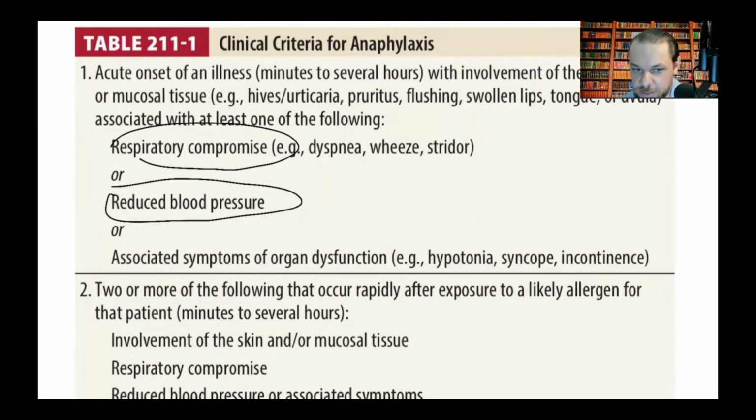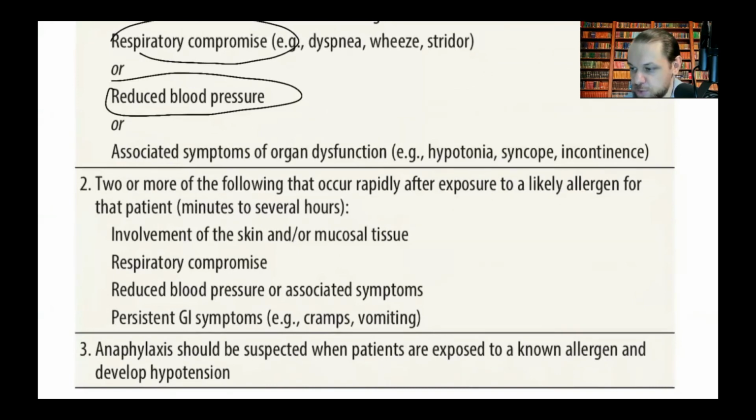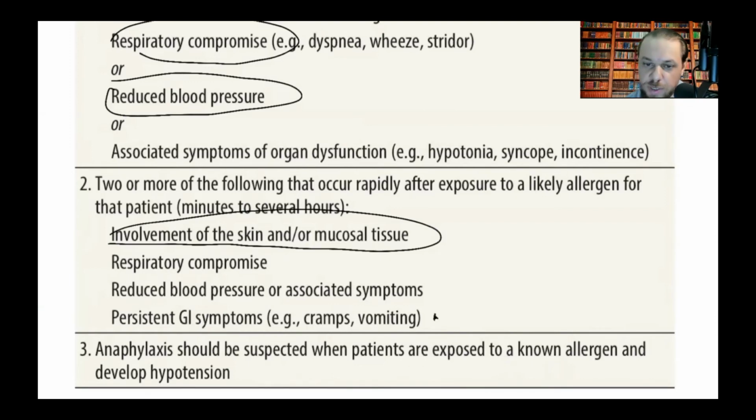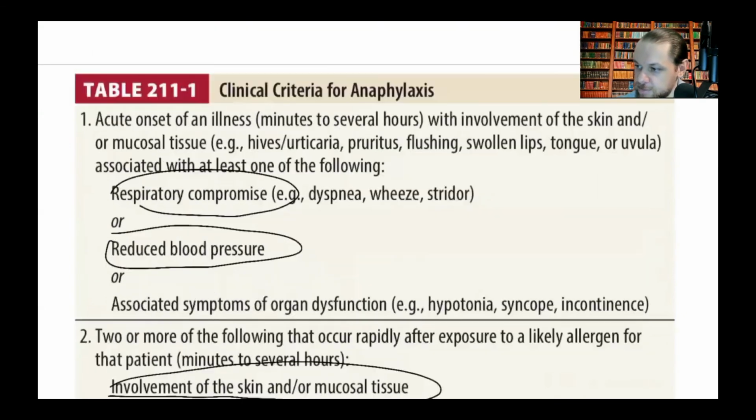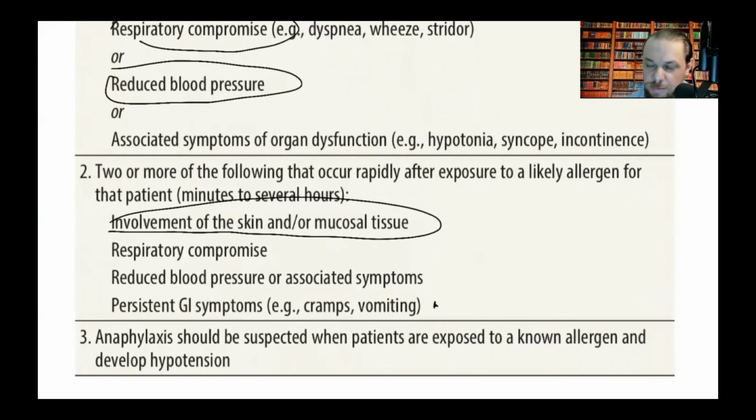In addition to that, the patient is showing signs of respiratory compromise. They may have involvement of the skin, urticaria, and some GI complaints. But the main point I want to make is they have respiratory compromise and reduced blood pressure. So they have anaphylaxis.